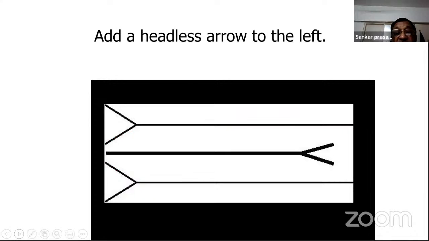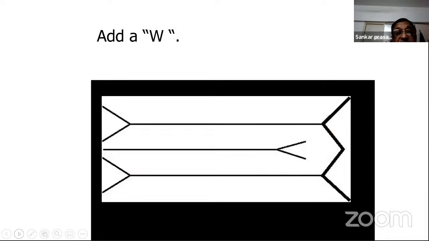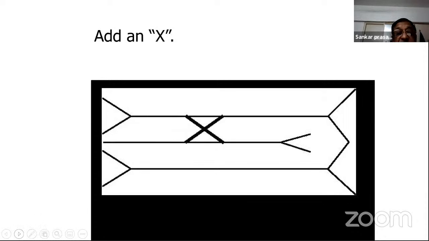Now add a headless arrow to the left also. You see the left side. You can see the next. And add a W at the end. So this is the third diagram which we are drawing, and add an X in between.